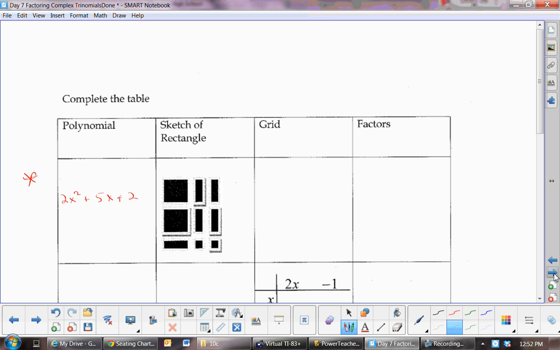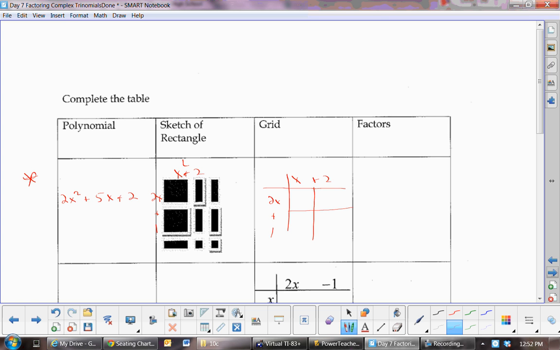Now, let's do our grid. Let's do the length and width. So the length, what's the length of this? X plus 2, and what's the width? 2x plus 1. Okay? So if I was to do my grid, remember how we do that? X plus 2, and 2x plus 1, and then we kind of do this.